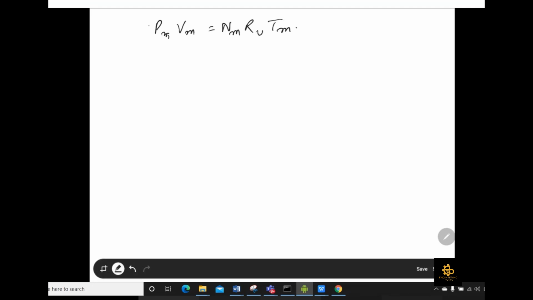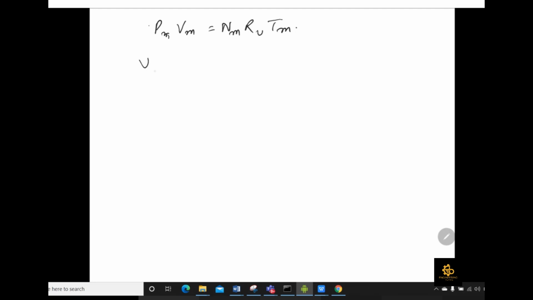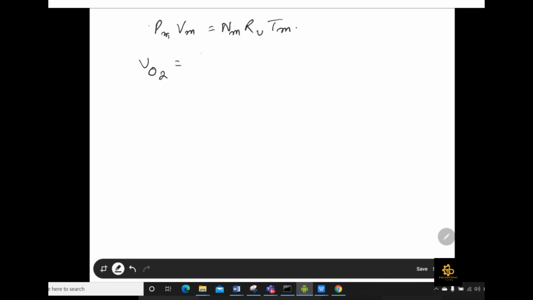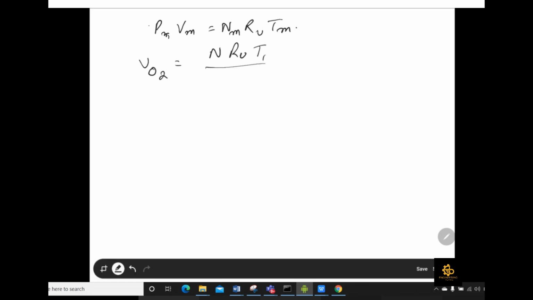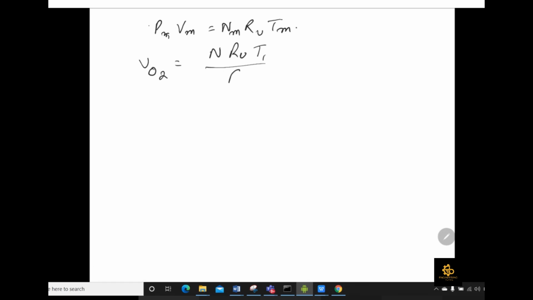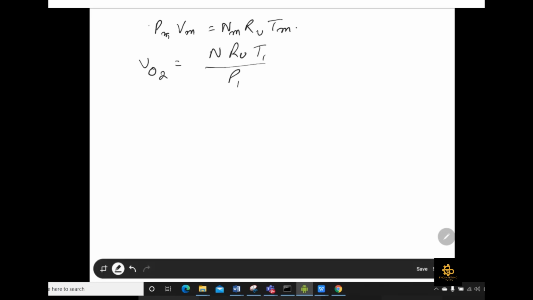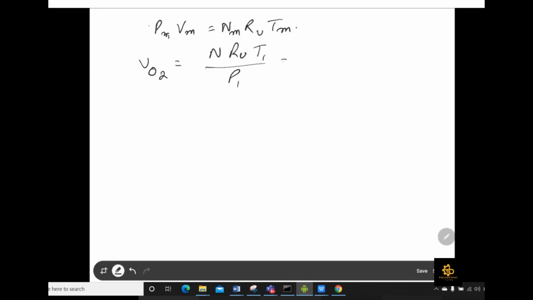Okay, so for this we can say that for example we have to find the volume of O2 first. So V_O2 is equal to, we just have to rearrange this equation, which is equal to n Ru T1. Here we are talking about the temperature for the individual component, not for the mixture. We just have to rearrange for the volume, and the pressure of the individual component, which is O2, is mentioned in the question. The n value for your O2 is given from part A.